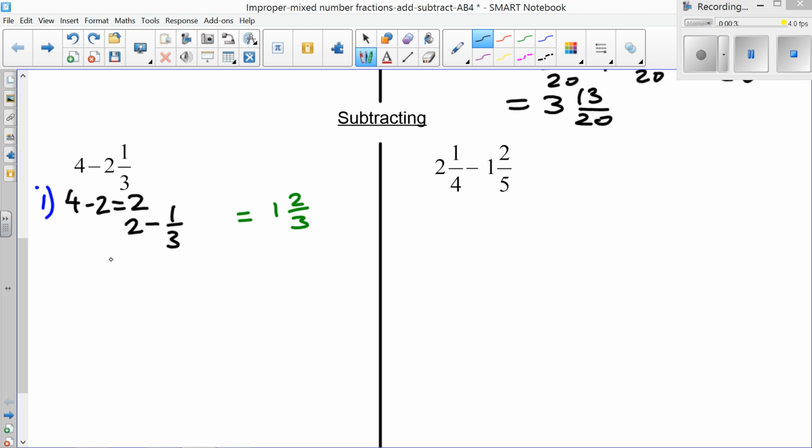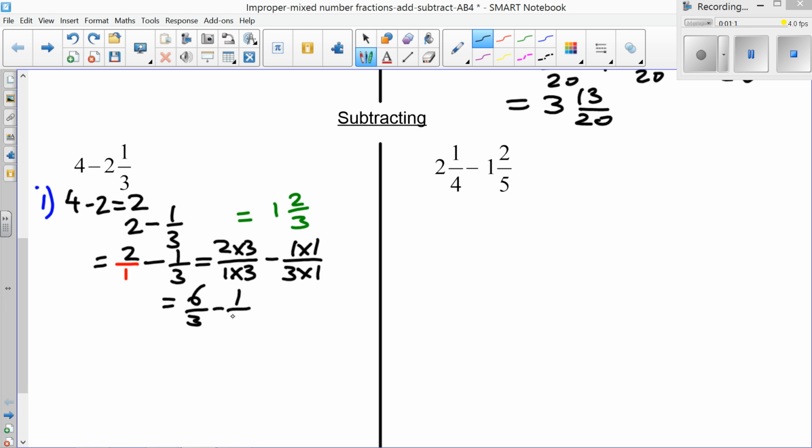To continue with the fraction work, I write the 2 in fraction form by putting it over 1, minus the 1/3. I now have two fractions with different denominators, so I need equivalent fractions. The common multiple of the two denominators is 1 times 3, so I multiply the 1 by 3 and do the same to the 2, and I multiply the 3 by the 1 and do the same to the numerator. And that equals 2 times 3 is 6 over 3 minus 1 over 3.